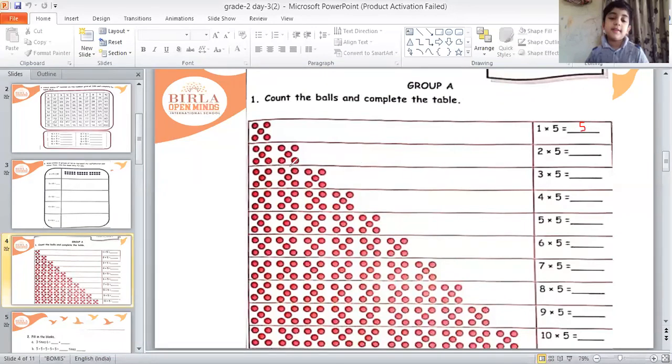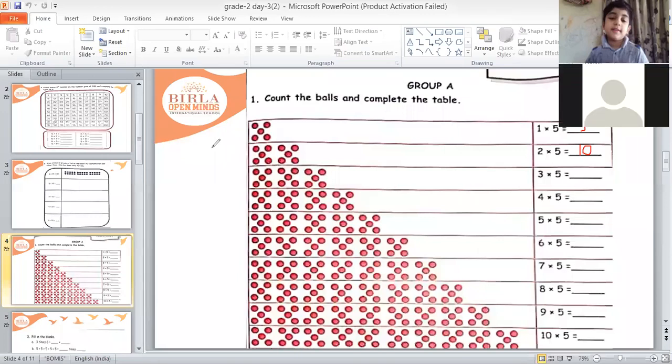Now in the second one, again we'll count the balls and we'll write here. 1, 2, 3, 4, 5, 6, 7, 8, 9, 10. 10 balls are there, right? 10 balls are there. So we'll write here 10. Okay. Anixa, you count and tell me how many balls are there in the third one.